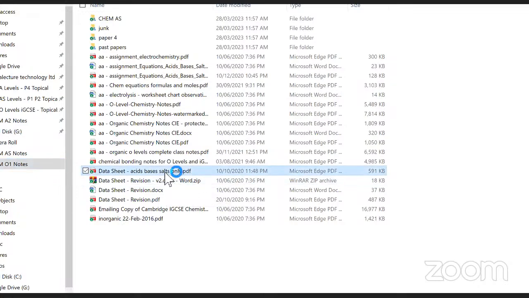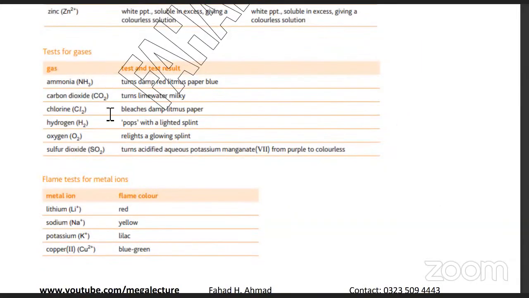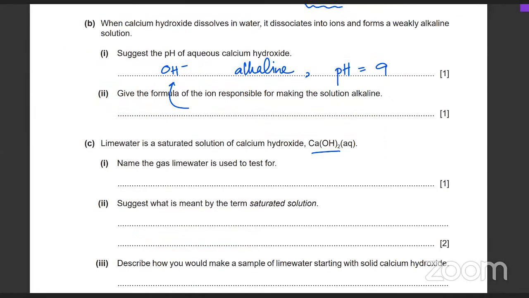ये वो एसिड बेसिस सॉल्ट्स की रिवीजन शीट है. ठीक है. सो अच्छा, लाइम वाटर मिल्की, ये सॉल्ट्स के टेस्ट. That's carbon dioxide gas. ठीक है. It's over here. Turns lime water milky. ये दो पेजेस हैं, ये याद रखने. ठीक है. अच्छा, so it turns lime water milky. It's a test for carbon dioxide gas.